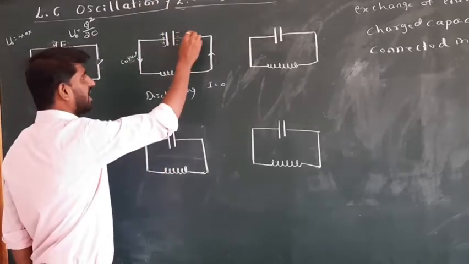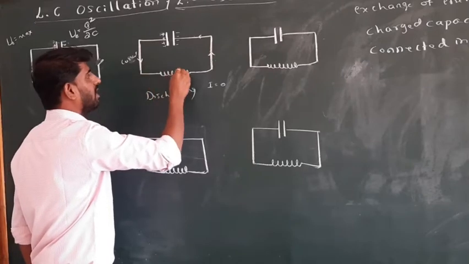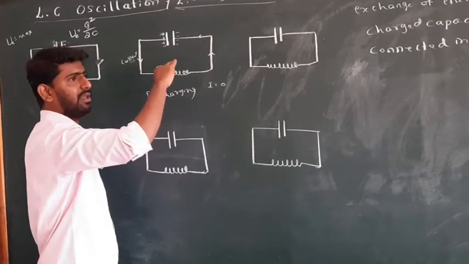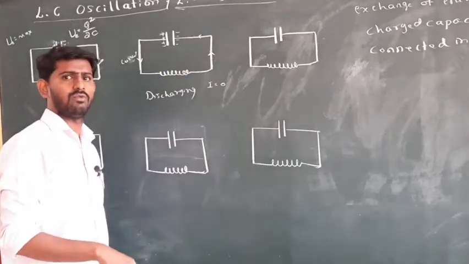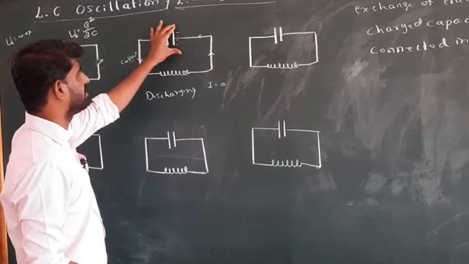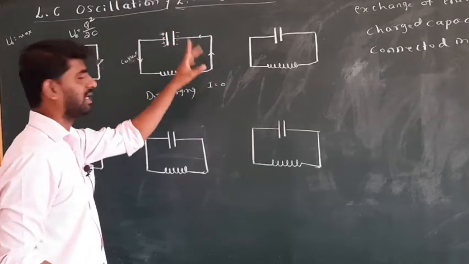The current flows continuously, in a growth order. First it may be about 0.1 ampere, then within 1 second it becomes 0.2, 0.3, 0.4, like that, until the capacitor discharges completely. There will be a flow of current.